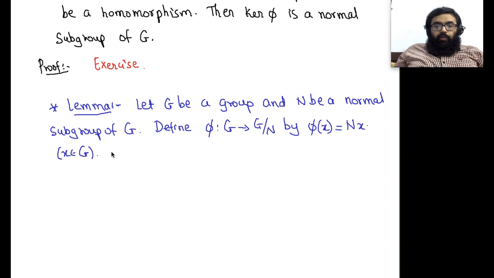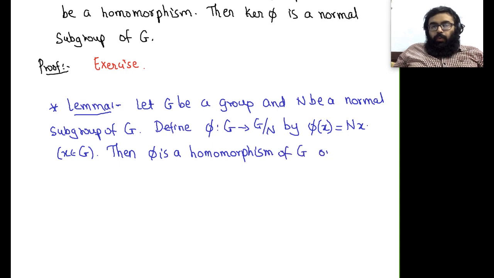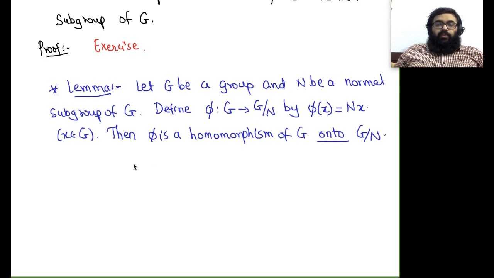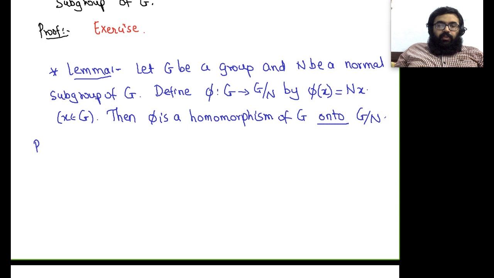Then what we have to prove? We have to show that phi is a homomorphism of G onto G quotient N. So it is not just a homomorphism, it is also an onto homomorphism. So let us prove this.